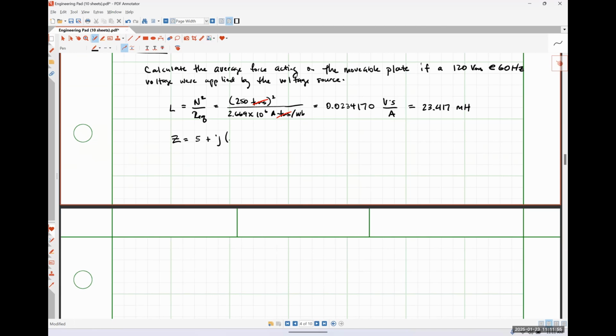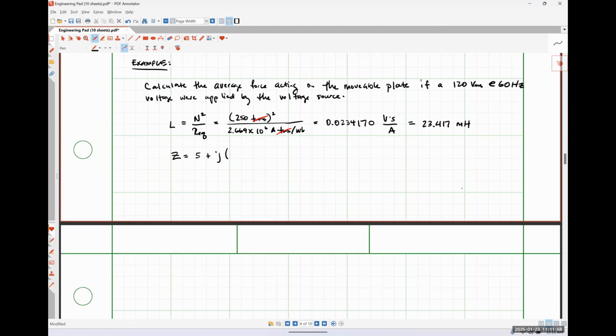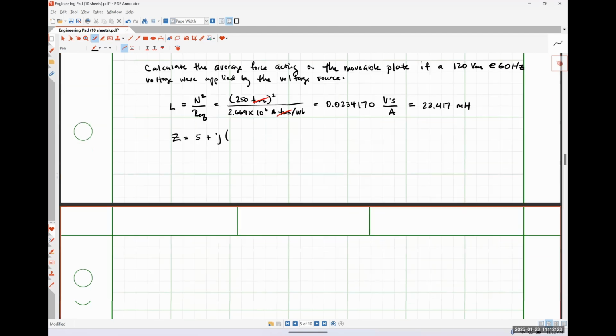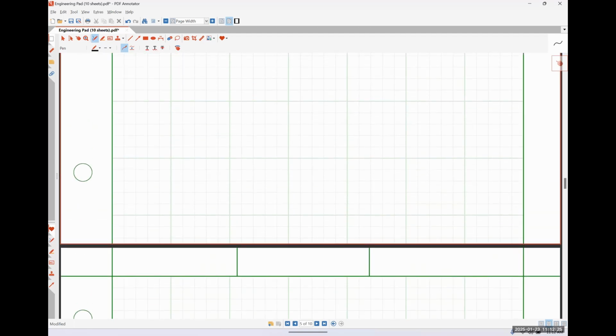So what should our angular frequency be here if we know that our excitation frequency, our linear frequency, is 60 hertz? Sixty hertz is linear frequency. I want angular frequency. What's the relationship between those two things? If I give you F and I want omega, what do I need to do?